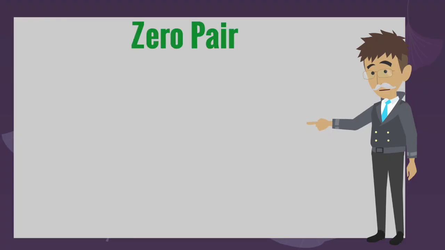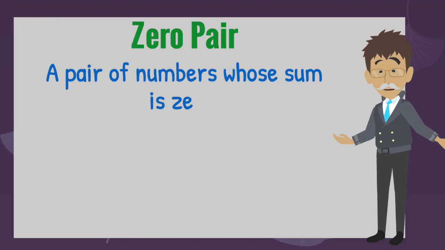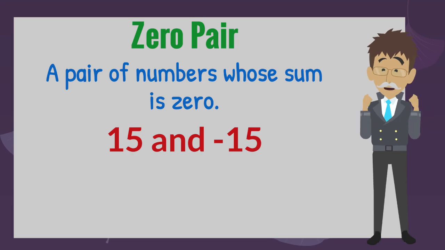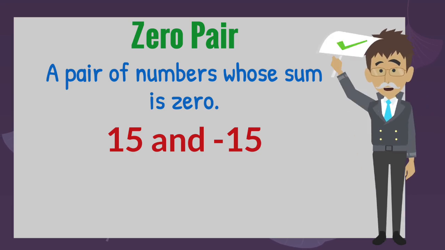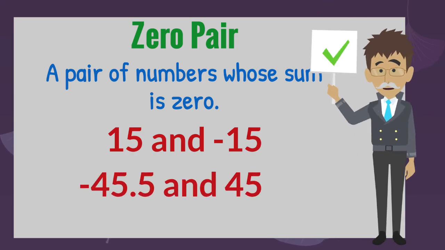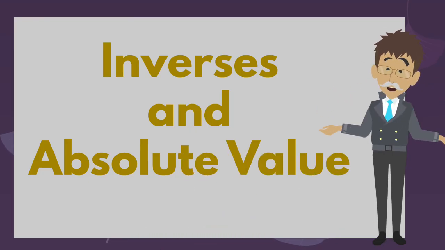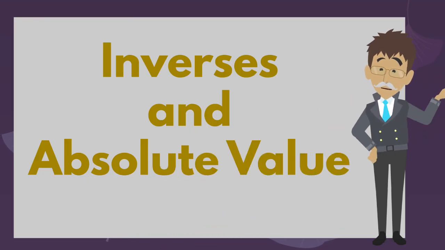Zero pair. A pair of numbers whose sum is 0. For example, 15 and -15 are a 0 pair. -45 and 5/10 and 45 and 5/10 are another 0 pair. These final terms prepare students for solving equations and understanding more advanced operations.